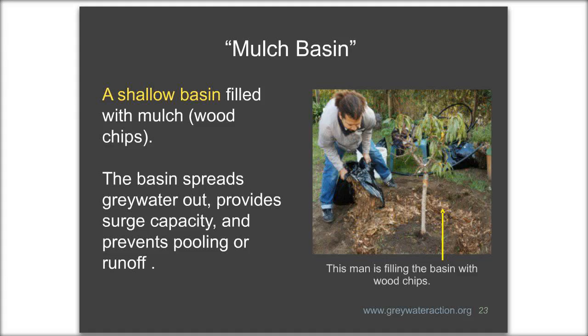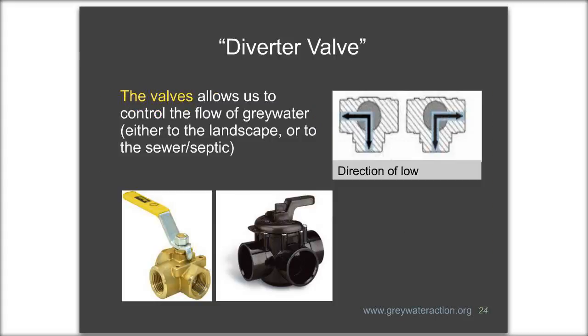So we use mulch. We create in our systems what we call a mulch basin. This is a shallow basin. It's filled with the wood chips, and that's where you're going to discharge the graywater. It'll be located near a plant you want to water, and the basin is going to spread that water out and provide surge capacity and prevent pooling and runoff. So there's a picture of one.